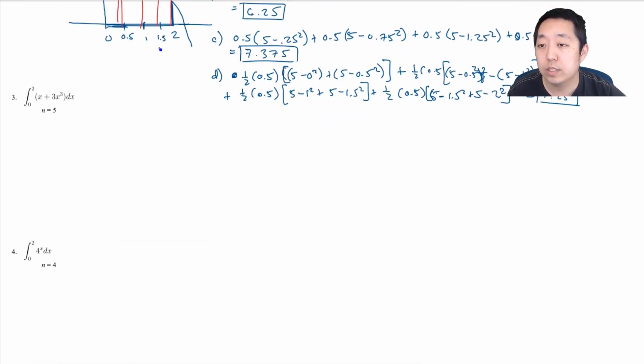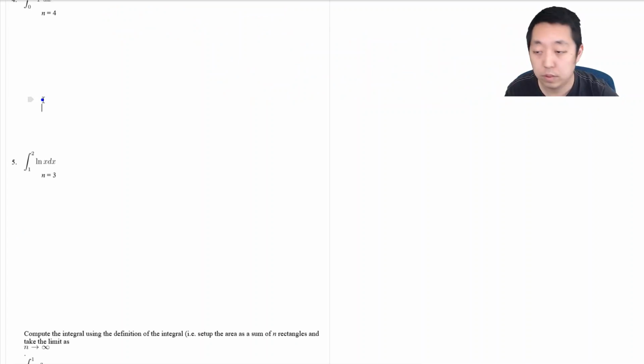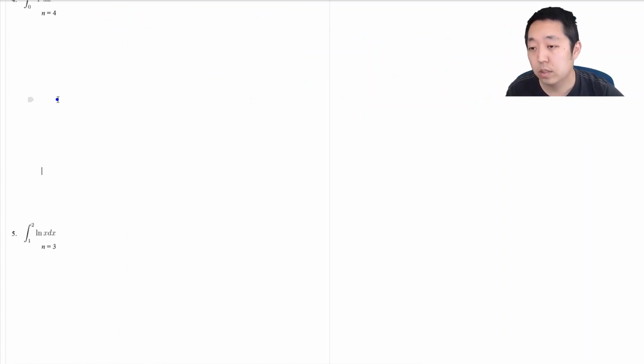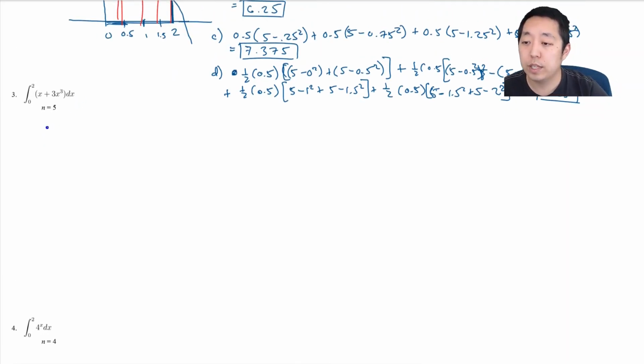Okay, so let me actually move a few of these down a little bit, to make a little bit more space. So we're going to do the same thing for this one here, and hopefully it makes sense now what we're doing. In this case, the whole width of the interval is going to be 2. Okay, and then the number of rectangles, so the width is 2. So that means each rectangle has a width of 0.4.